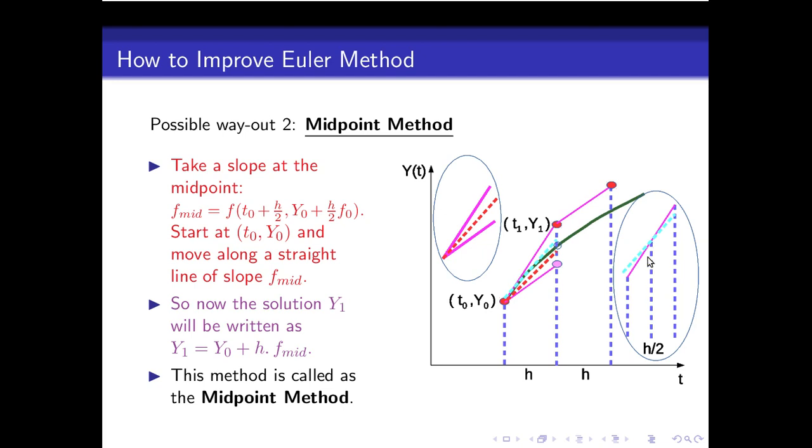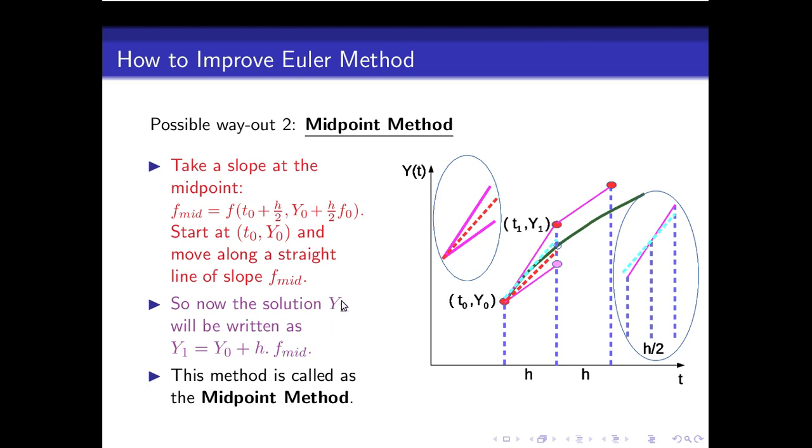Midpoint means, since this is not the midpoint slope of the curve, because we don't know the curve, we only know that we can only move along this straight line. So we have taken a slope just at the midpoint of this straight line, at t equal to t0 plus h by 2. So this slope will guide us from t0, y0 to the next point, that is, to find y1.